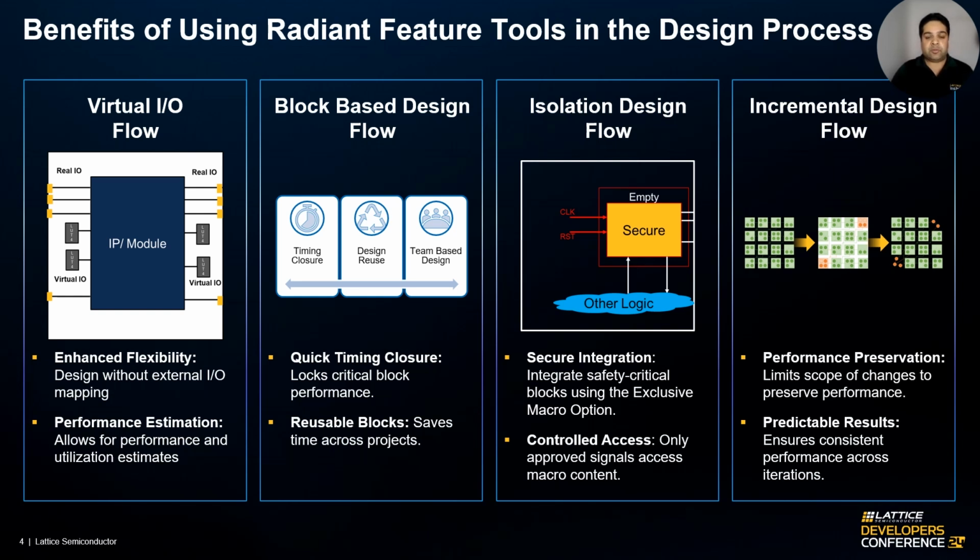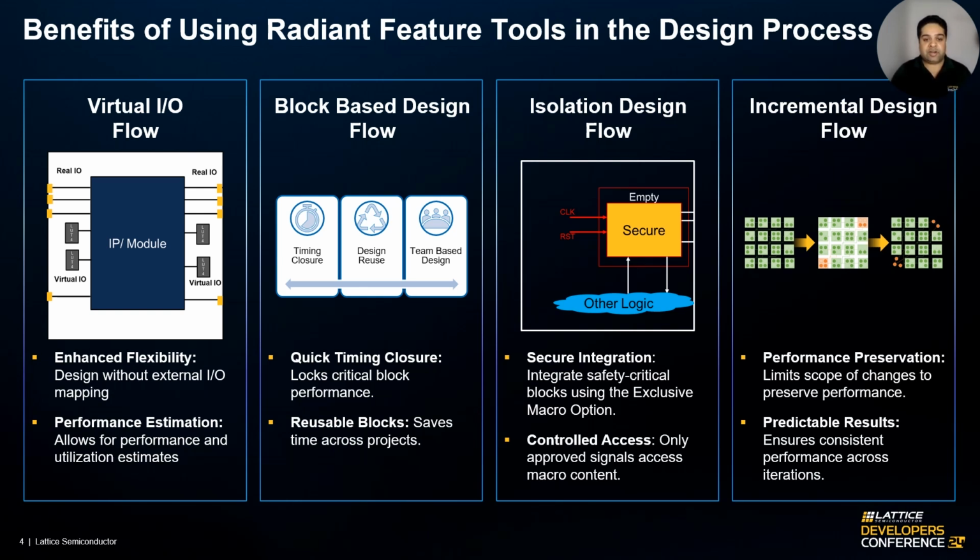The Virtual I/O flow in Radiant software is designed to help when your design needs more I/O pins than are available on the device. It's specifically useful for developing IP modules. Virtual I/O flow offers enhanced flexibility where you can design without being constrained by external I/O mapping, making it easier to iterate and innovate. It also helps in performance and estimation, helping you optimize your IP before even committing to hardware.